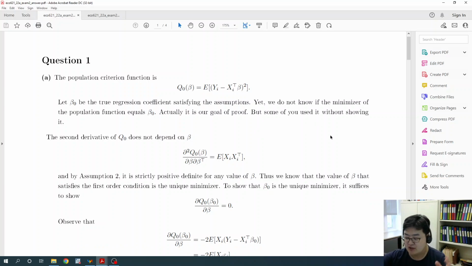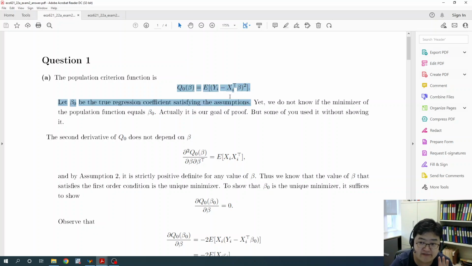Imagine, there is a true value of beta 0 that satisfies the assumptions. That's one thing. And here is another thing. Theoretically I define this kind of function, and this function can be minimized, and there is a minimum. So this minimum in the end equals the true value. That's what you have to prove.